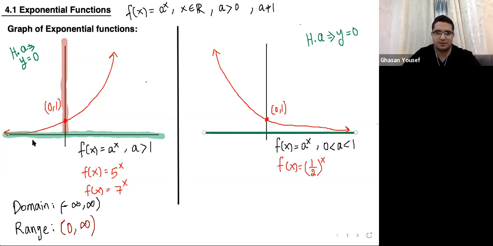And the same thing for this side. Here is my line. So this line is called the horizontal asymptote. Same thing for here. This line is called the horizontal asymptote. The equation of this line is y equal 0. Y equal 0.